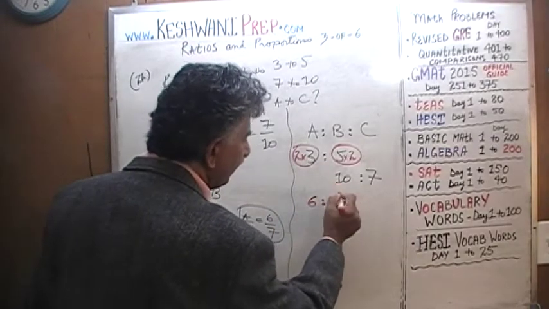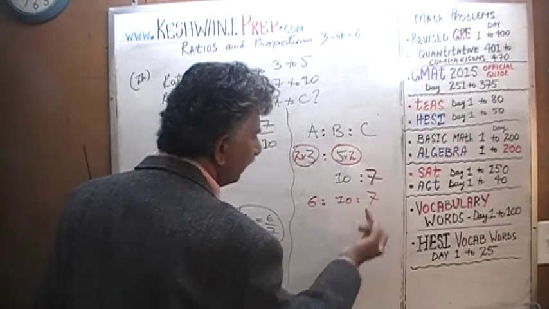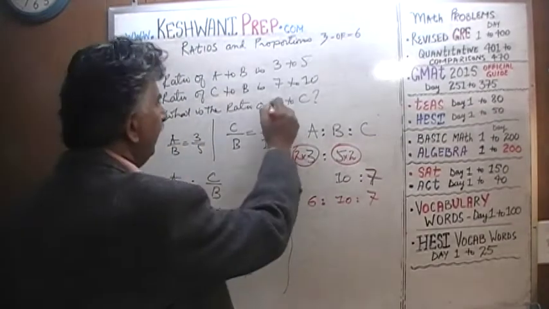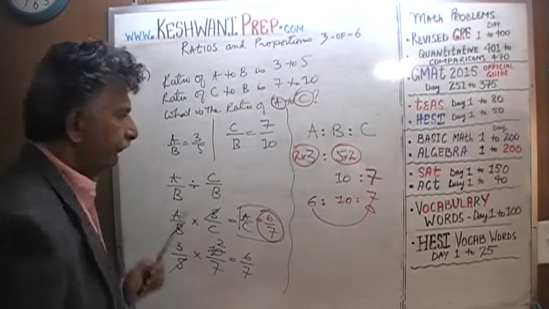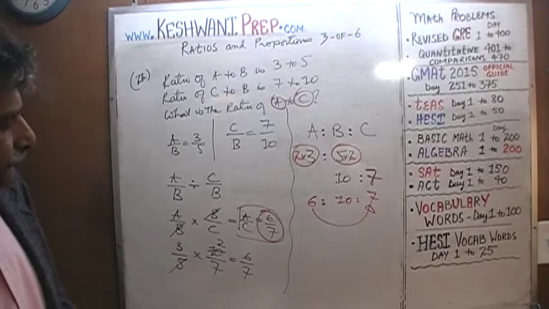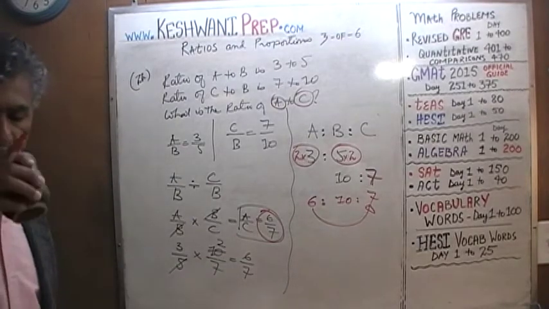How many B's do we have? We have 10 B's. How many C's do we have? We have 7 C's, right here. And the question was, what's the ratio of A to C? Well, A to C is 6 over 7, right here. A to C is 6 over 7. So that was another way of doing it, instead of doing all this academic way. Do you understand?